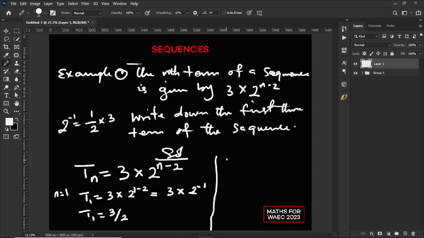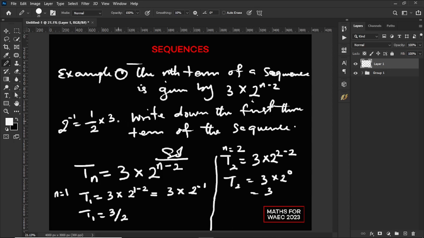Now for T2, we have that n is equal to 2. So that will be 3 multiplied by 2 raised to power 2 minus 2. Then T2 equals 3 times 2 raised to power 0, and our result is just 3. So T2 is 3.